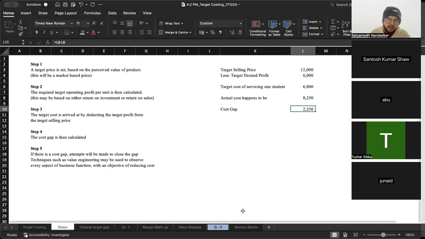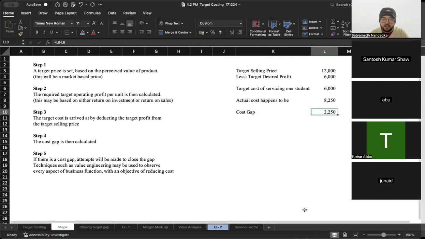Okay. Now, how does a typical target costing exercise work? Step one is that a target price is set based on the perceived value of the product. This will usually be the market price, and it will not be possible for me as a business entity to go beyond this number. Why will it not be possible for me to go beyond this number? Because everybody in the market is selling at that price, and if I suddenly enter the market and set a higher price, people will not come and buy it from me, they will buy it from someone else. So that number I cannot really play around with.